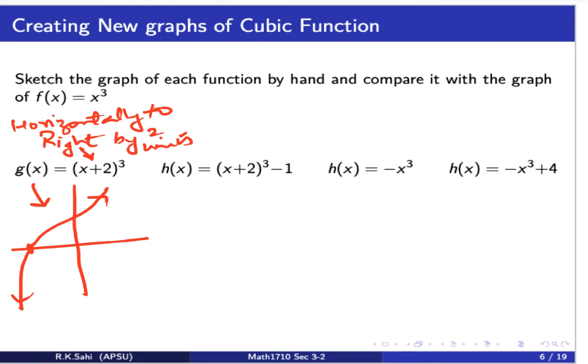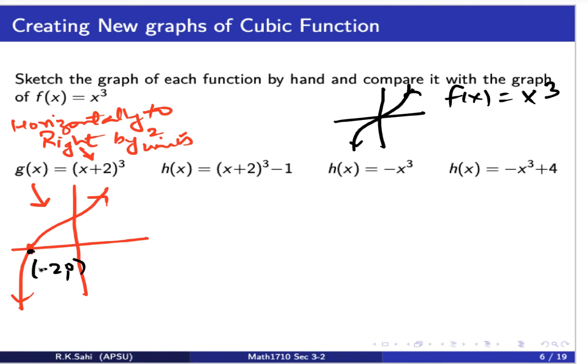So this is the graph g(x). If you want to keep in mind what the original graph is, this is how the original graph looks like. This is f(x) equals x cubed. So this is the point, guys, which has moved. Now the new x-intercept is minus 2 and 0.